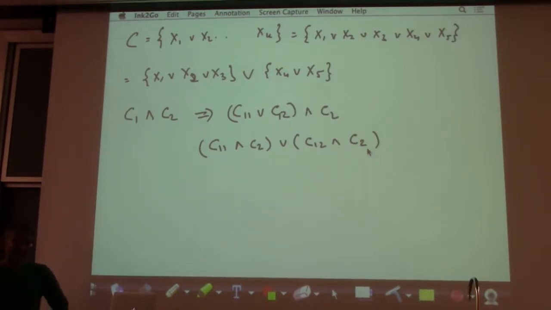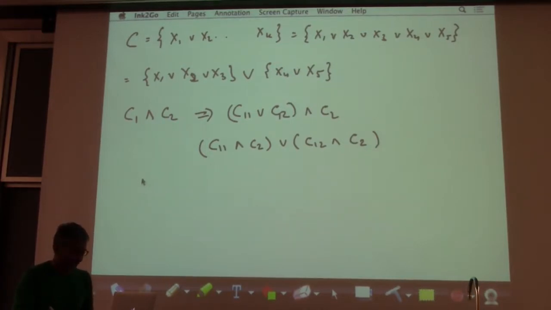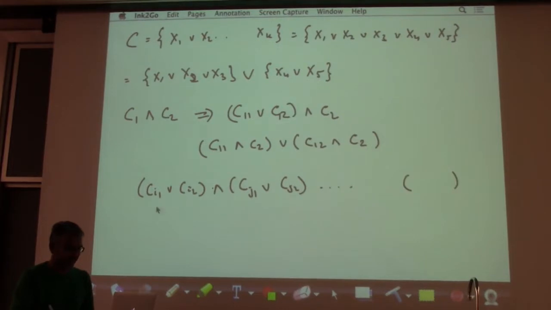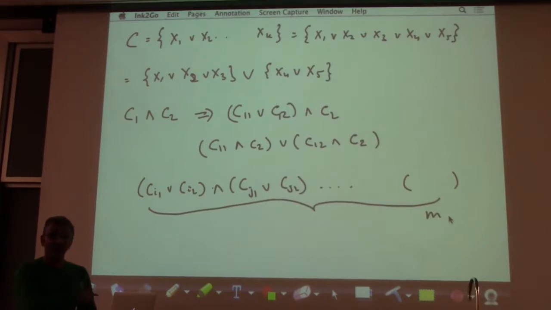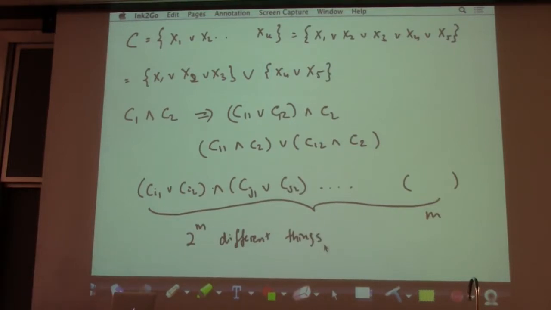The problem is, think of a simple example. Suppose I have clauses that look like this: Ci1 or Ci2, and Cj1 or Cj2, and keep going. Let's say there are m of these, because there are m clauses to begin with. When I multiply everything out, I'm going to get 2 to the power m different things. And that's no good, because my reduction has to work in polynomial time.